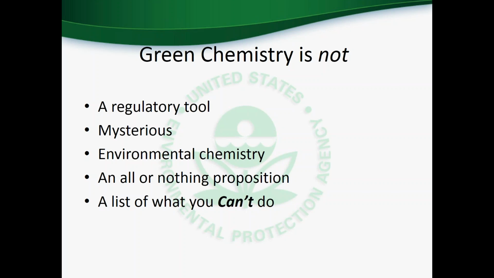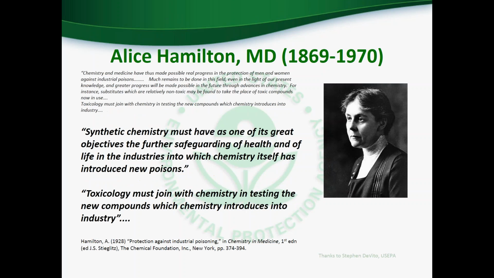So it includes environmental chemistry, but it is not environmental chemistry. It is not an all or nothing proposition. If you don't satisfy all 12 of the green chemistry principles, that doesn't mean that you haven't done green chemistry. You've improved the situation if you haven't worsened any of the other situations. So green chemistry is a philosophy. And again, as I said before, it is not a list of what you cannot do. So it's just framed a little bit differently.